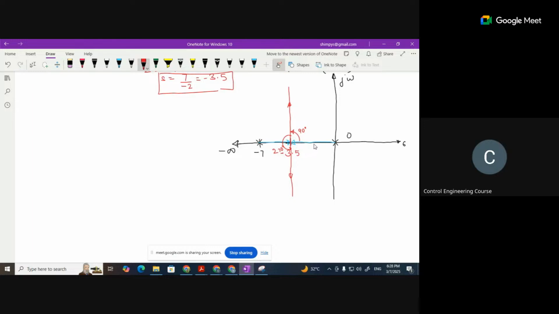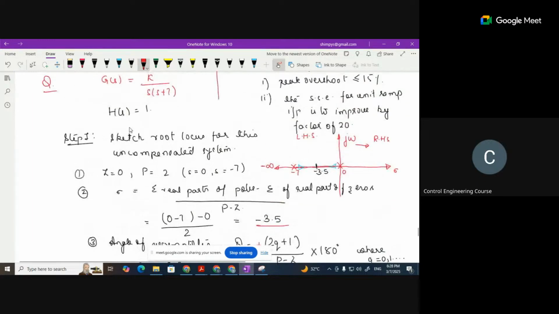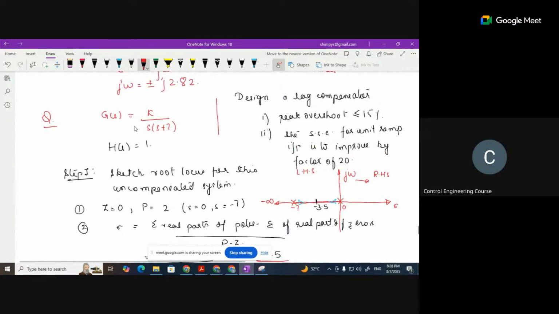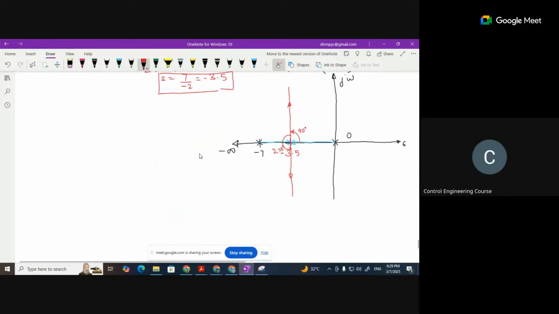So this is how we are drawing the root locus for this given gain, GSK by S plus 7, right? Now, if I have been given to design a compensator for which the peak overshoot should be less than or equal to 15%, how to proceed? Let me tell you that.